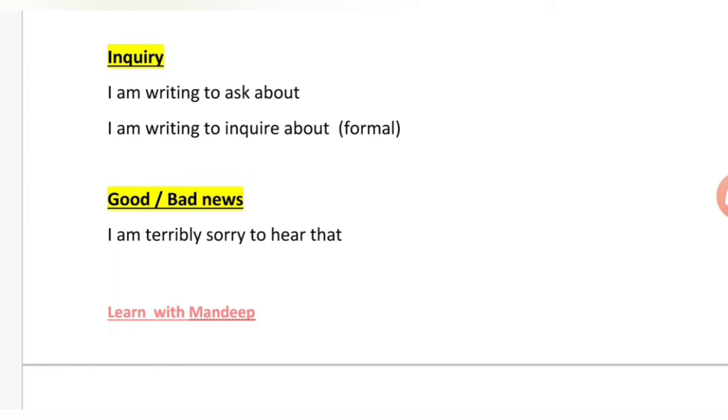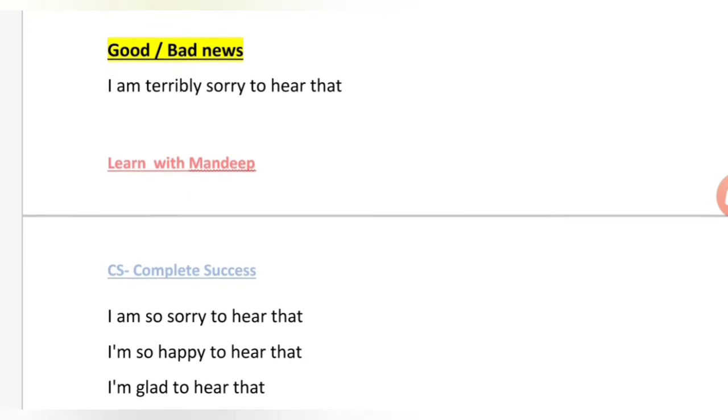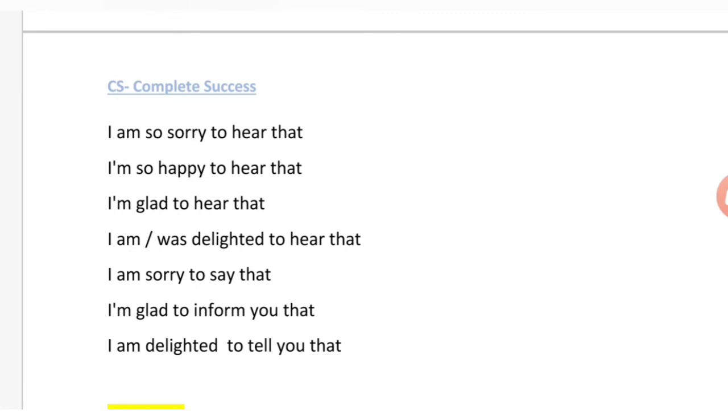Then giving good or bad news, it will obviously be an informal letter to a friend that you are giving some good or bad news. Like, I'm terribly sorry to hear that. I'm so sorry to hear that. Like, you have received some news and you are writing a message of concern or letter of concern. Like, I'm sorry to hear that. Then for good news, that is, I'm so happy to hear that. I'm glad to hear that. I am or was delighted to hear that. It depends on the sentence that you have to express, anything related to the past or the present.